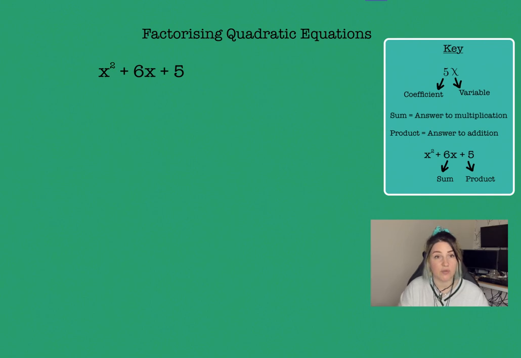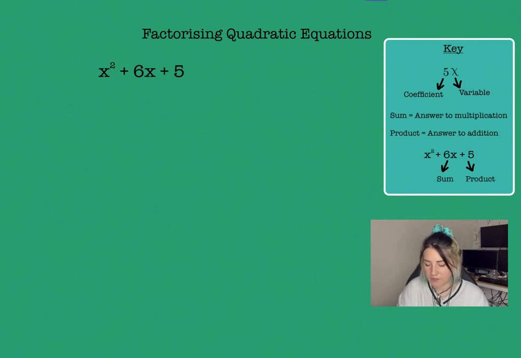And we are starting off with a really basic equation today, so I have created 2 more videos using negative numbers and also using coefficients and variables, so check out those videos as well if that's more what you're after. But starting really basic, we've got our equation here, which is x squared plus 6x plus 5.